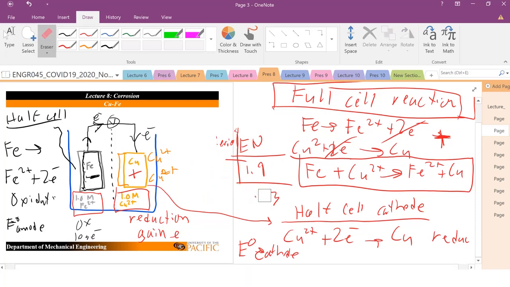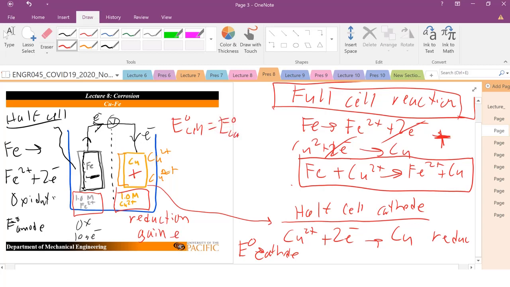And for the full cell reaction, I'm going to erase again here. We know the electronegativities. We are going to figure out the voltage. The E naught of our cell is just going to be the E naught of the cathode minus E naught of the anode. So that is going to be our equation. So let's figure this out.